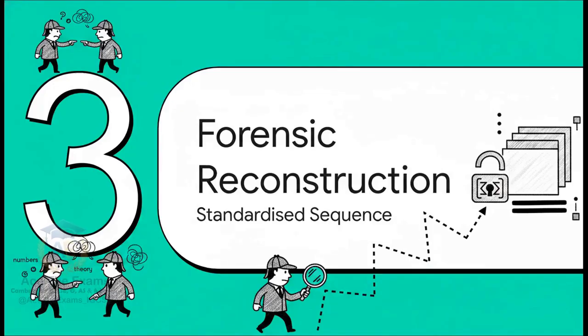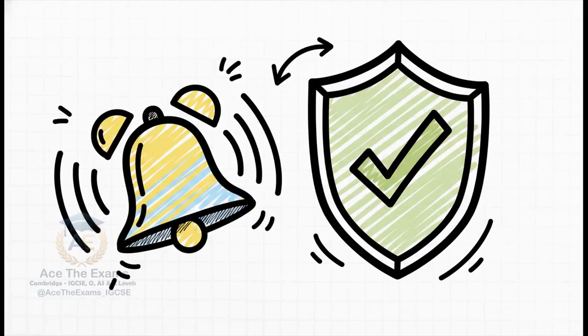Let's get into Section 3, Forensic Reconstruction. We are cracking the code with the standardized sequence. Actually, really quick, before we reveal that ultimate decoder ring, a quick reminder.